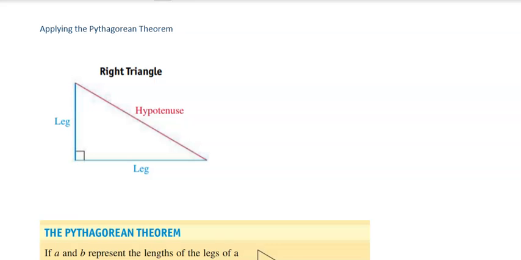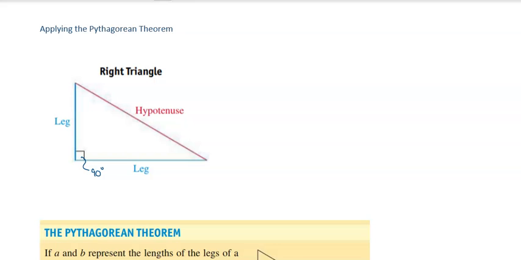The next topic is using the Pythagorean theorem, and I just wanted to remind you of a few things. This is a right triangle. Remember, a right triangle has this symbol right here, which means that it's a right angle or a 90-degree angle. So one of the sides has to be a right angle.